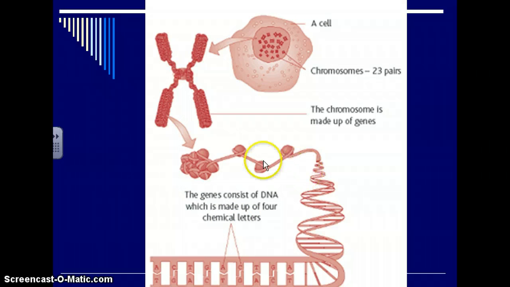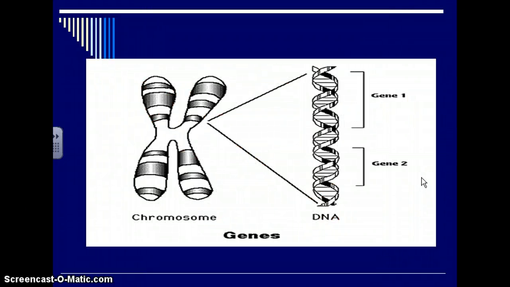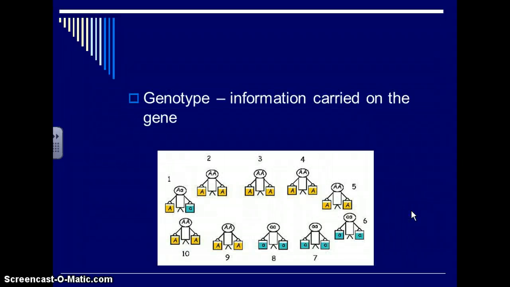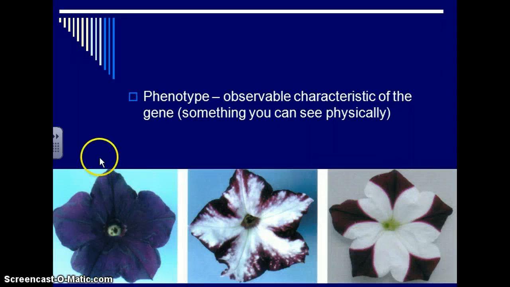Just another example here. Don't want you to forget that the DNA coils up, makes the chromosomes, and is found in the cell. And one more time in case you weren't sure. A genotype is the information that's carried on a gene. And so, for example, these little representations are carrying the genotypes here. It's the information that's carried on a gene.